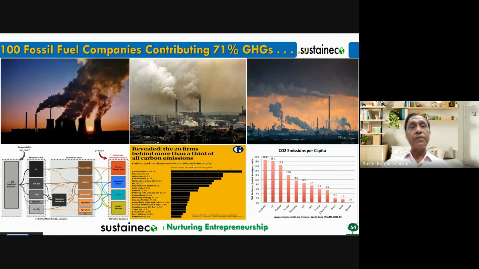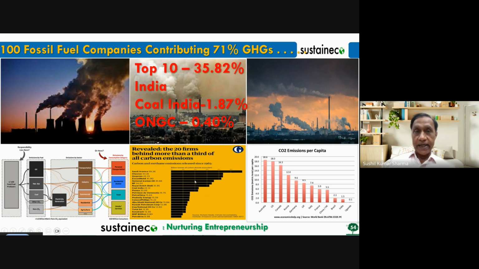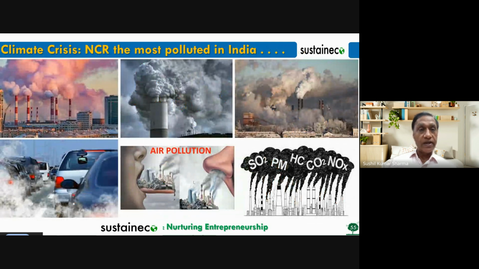100 fossil fuel companies who are producing fossil fuels, that means producing coal, producing petroleum, and producing natural gas, are contributing 71% of greenhouse gases in the atmosphere, and they are responsible for it. For want of time, I am speeding up a bit. There are a lot of updates. The top 10 companies out of 100 are contributing nearly 36%. From our country, there are none in the top 10, but there are 2 in the top 100. Coal India contributes 1.87% and ONGC 0.4%. That's all. These are the 2 from India.